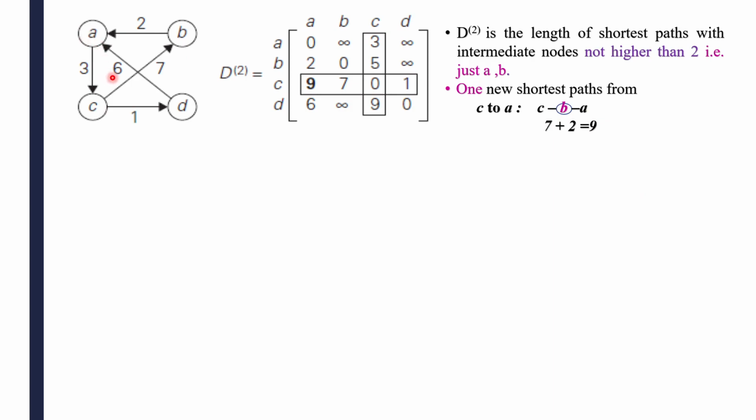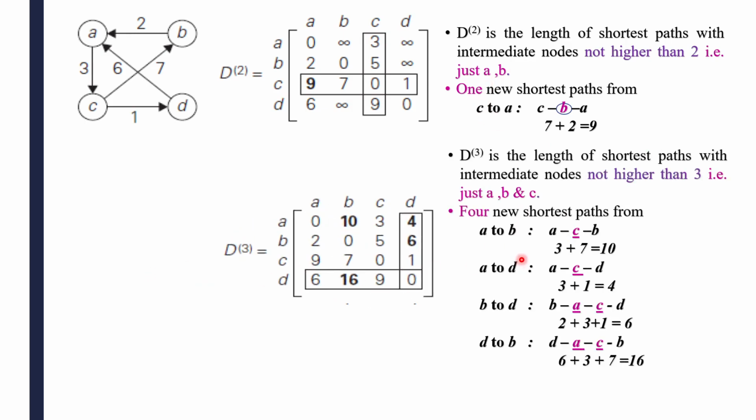So what is the distance here? C to B is 7 and B to A is 2. 7 plus 2 is 9. So this one only is changed here. Remaining all remain as they are. I am getting only one new path with the help of two intermediate nodes, what are those? A and B.